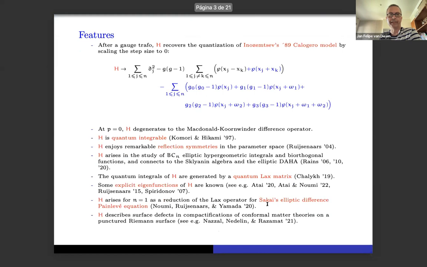So I want to recall some features of this difference operator just before we start looking at eigenfunctions. This difference operator looked nice, and it is also nice. Remember, I scaled the difference step size to unit step size, so I don't have a step size parameter. But if I rescale back and then send the step size parameter to zero, and I should make a gauge transformation first, then I get back the Inozemtsev 89 Calogero-Moser model.